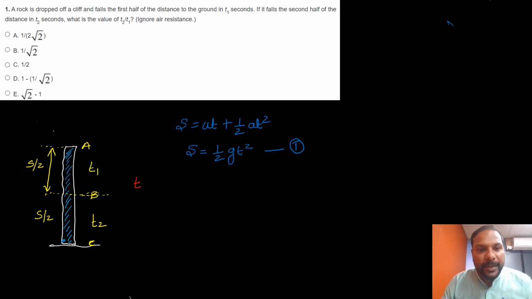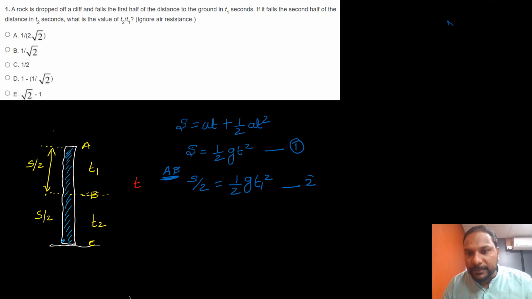Now I can go with the section from A to B. From A to B, your distance is s by 2 and the time taken is t1. So directly I can apply this formula. Instead of s, I can write s by 2 is equal to half times g into t1 square. This is the distance covered from A to B. Is it clear? So this is my equation number 2.